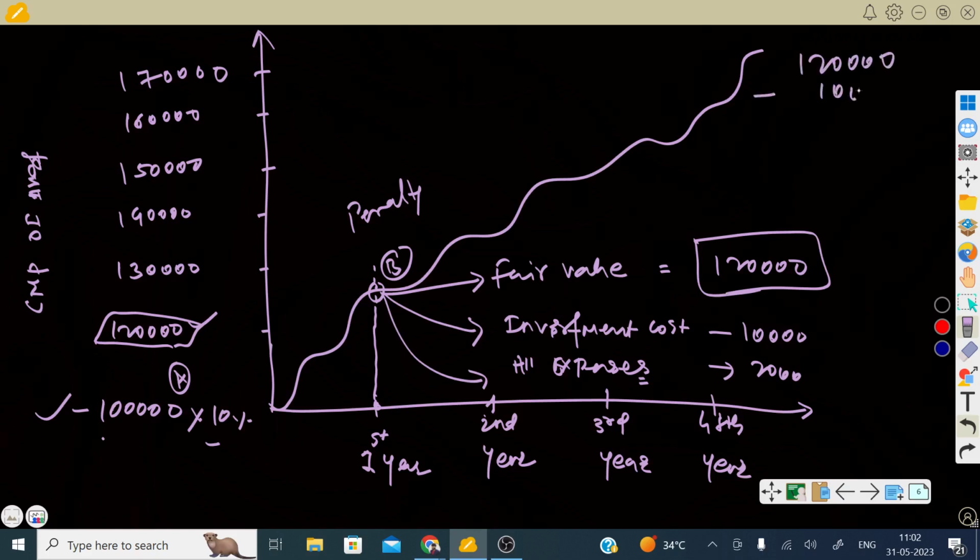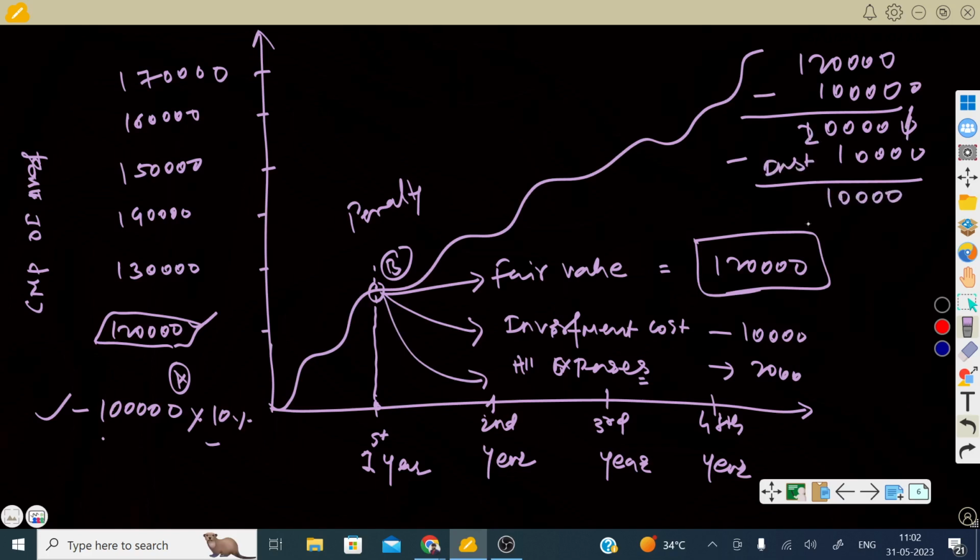Return the capital of the investor first, so that becomes 1 lakh. Then return the interest for 1 year, sorry, 10,000. Remaining would be 20,000. Then return the interest, and remaining would be 10,000. And from this 10,000, you can also reduce the total expenses.